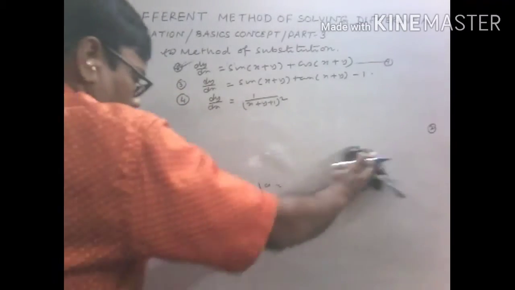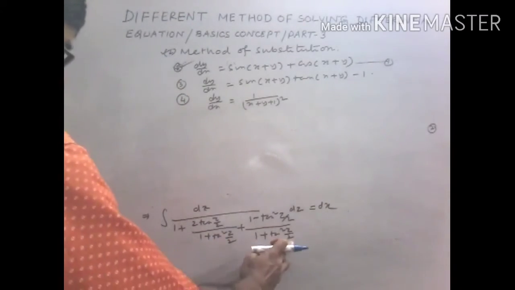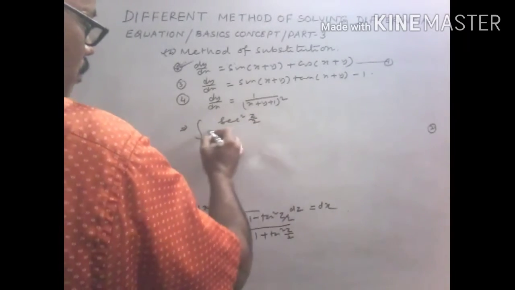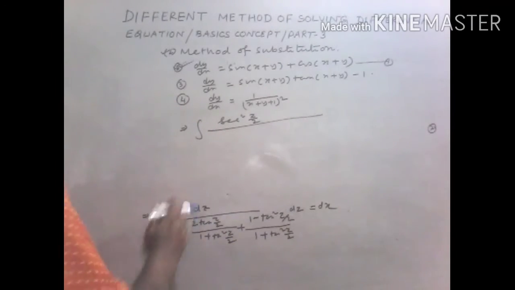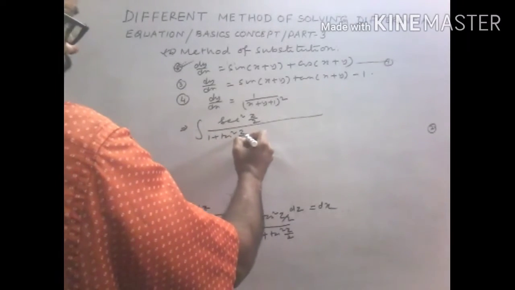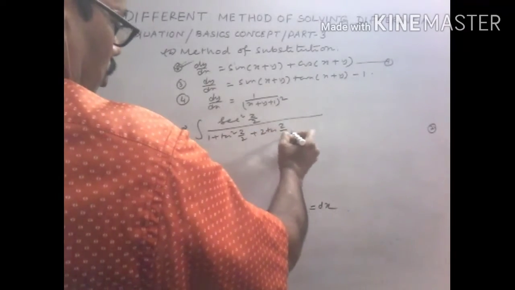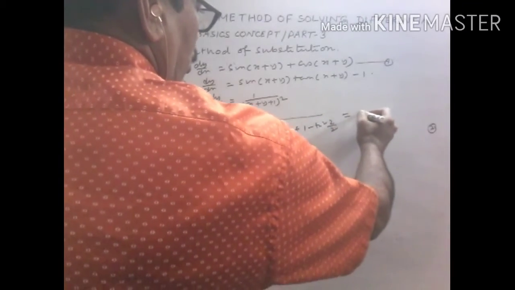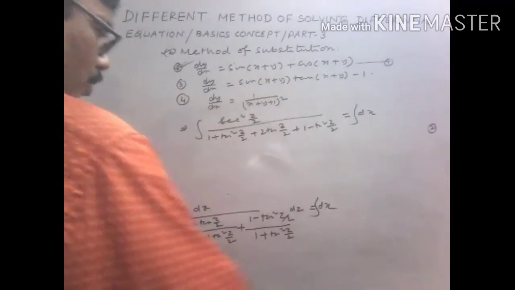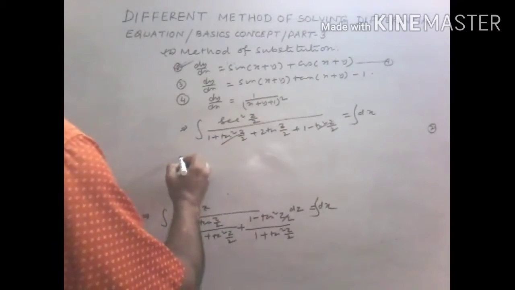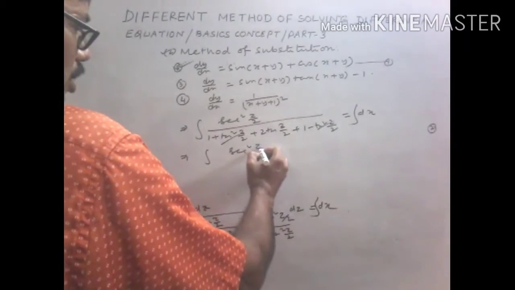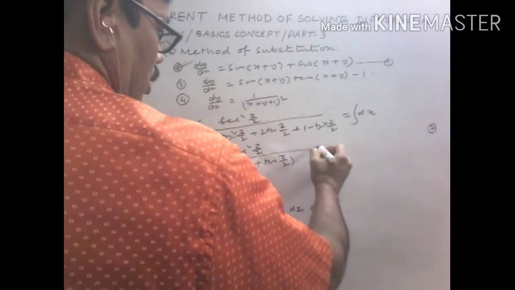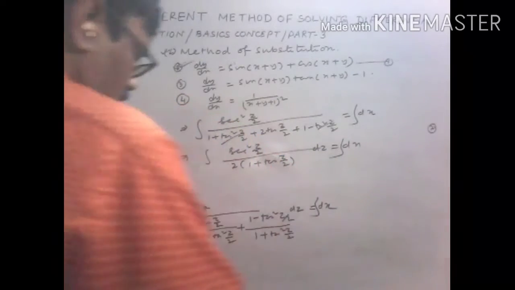Now, 1 plus tan²(z/2) is the LCM. So at the numerator it is sec²(z/2). So 1 plus tan²(z/2) plus 2 tan(z/2) plus 1 minus tan²(z/2) equals dx. So this cancels. Now look, it reduces to 2 over (1 plus tan(z/2)) dz equals dx.